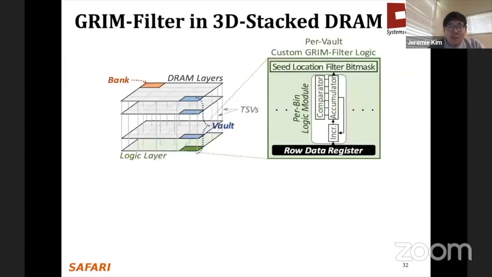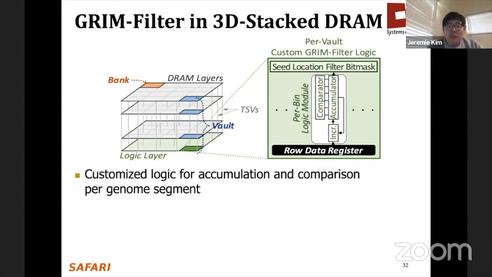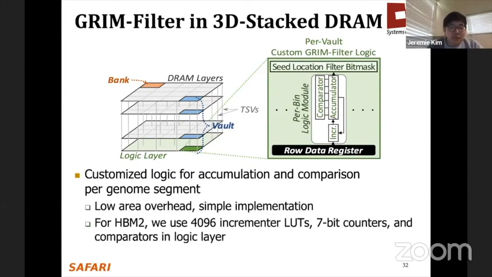So now let's look at the implementation of the logic in the logic layer. GRIMFilter only requires a very simple design for enabling bit vector sum and threshold compare across many bins simultaneously: one comparator, one incrementer, one accumulator, and a buffer for each of the bins that we are checking in parallel. This results in very low overhead and ease of implementation. For example, in HBM2, we use 4,000 incrementer LUTs, 7-bit counters and comparators in the logic layer, which is very simple to implement. And of course, there are details in the paper.